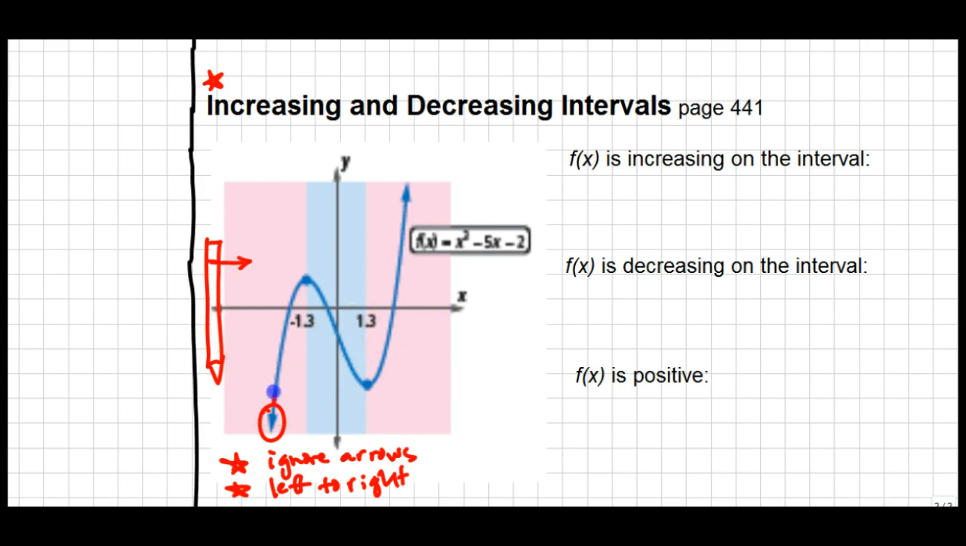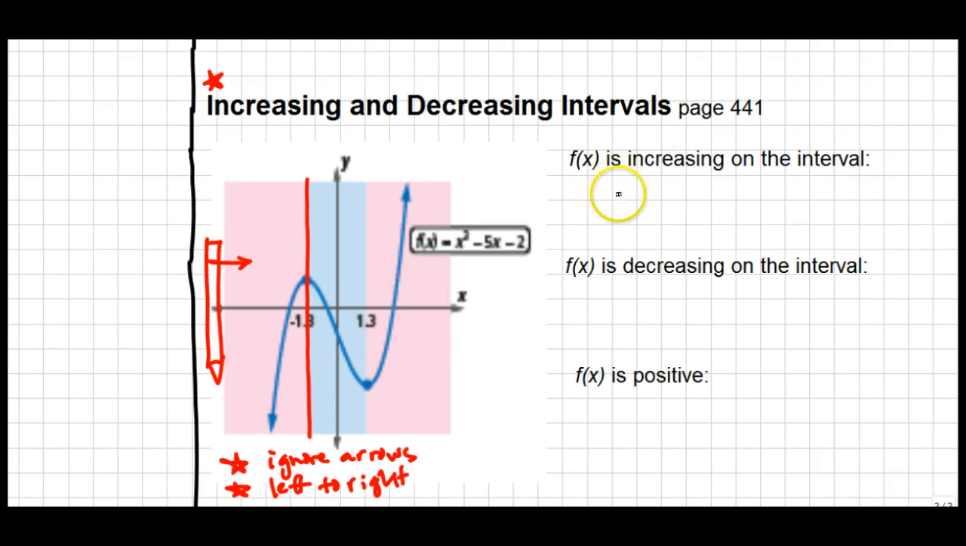You'll see that this line, as you travel from left to right, is going up. And it's going up until it hits the blue section. So the line's increasing up until this point, then it starts to decrease. Then it goes up again. So the pink areas here are shaded that way because those are the increasing intervals on this graph.